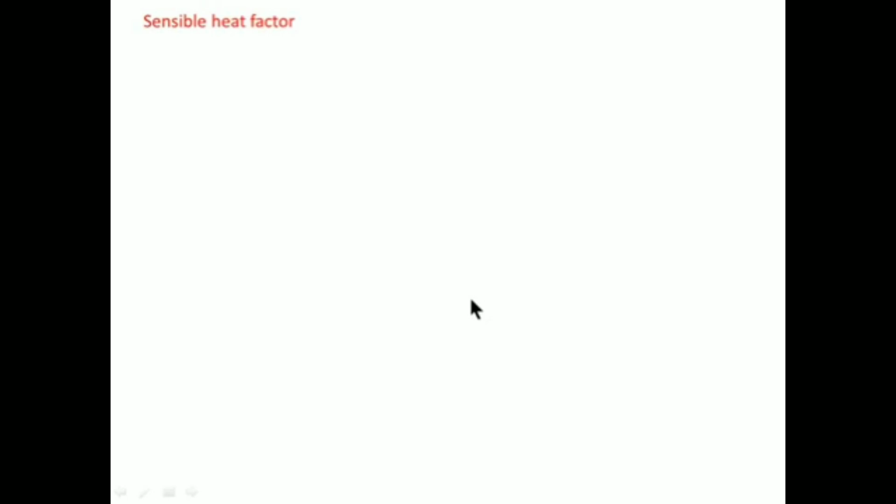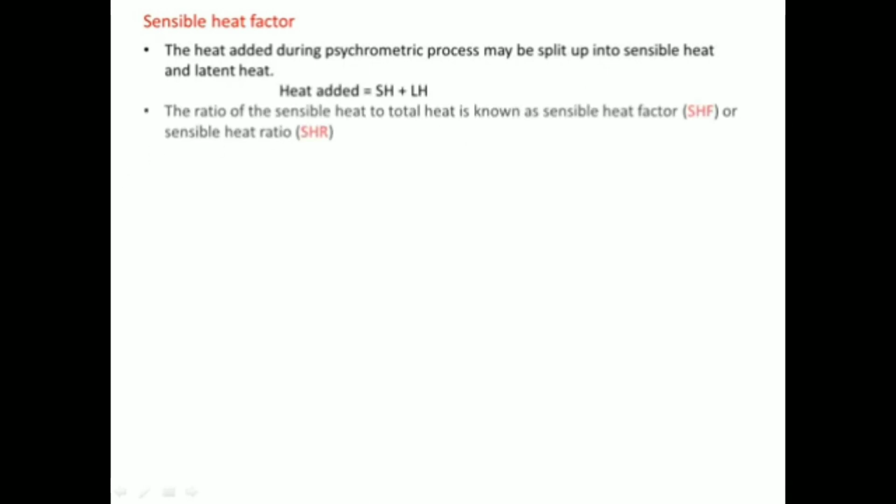Now what is sensible heat factor? So the heat added during a psychrometric process may be split up into sensible heat and latent heat. So the ratio of sensible heat to the total heat is known as sensible heat factor or sensible heat ratio, SHF or SHR, which is given as SHF equal to SH divided by (SH plus LH).